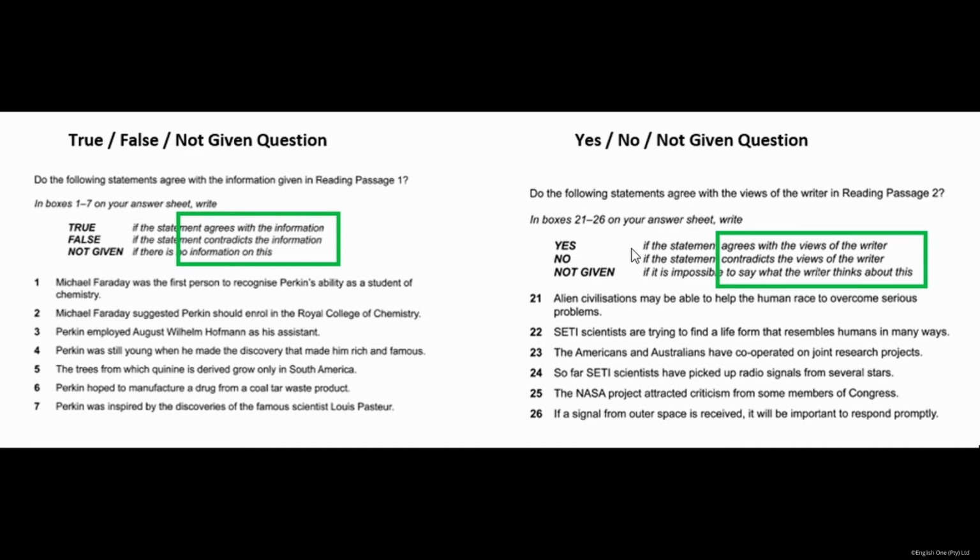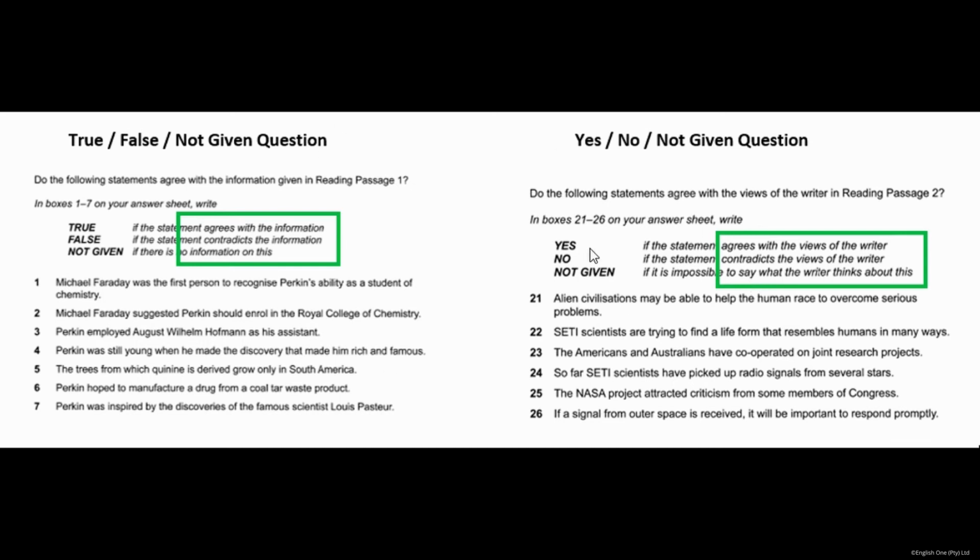Once you've found that information, then spend some time analyzing that particular paragraph and see if you can locate the answer. If you can find an agreement, then it's true. If you find a contradiction to the fact, then it's false. If you can't find anything anywhere, then it's a not given. And the same goes for yes, no. You're looking for the opinion of the writer, the opposite of what the writer has said, or you don't know what the writer thinks.